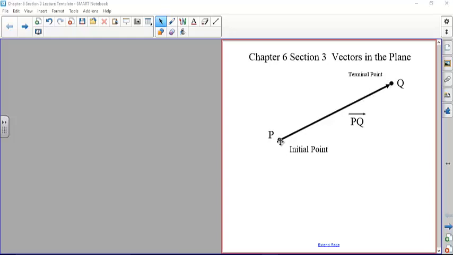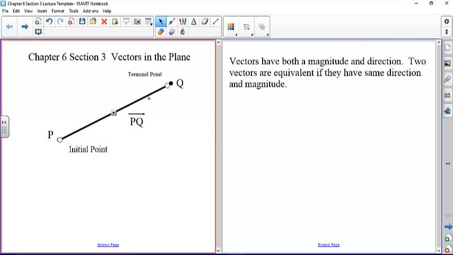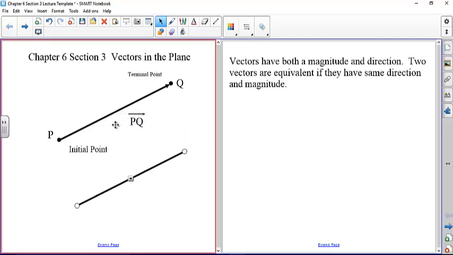Now, let me not get ahead of myself here. So as I just said, vectors have both a magnitude and a direction. Now two vectors are equivalent if they have the same direction and magnitude, so they don't have to have the same initial point and the same terminal point. But they do have to have the same length, and they have to be going in the same direction. So if I were to take this arrow and clone it and just move it around, this new vector here would be equivalent to this vector because it has the same length and it's pointing in the same direction.